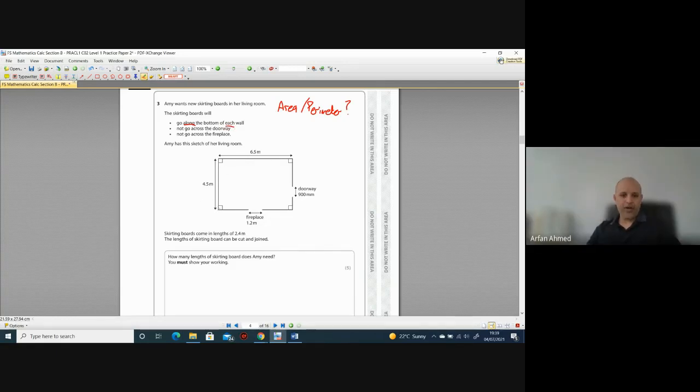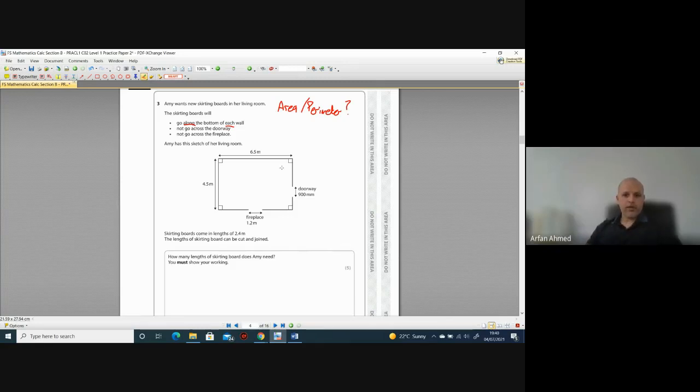So it's going to go around these edges right here. Not go across the doorway and not go across the fireplace. So it's not going to go in this inside space. It's not going to go inside here. That's the floor. Yeah, we're looking at the top, aren't we? This is a bird's eye view of the room.